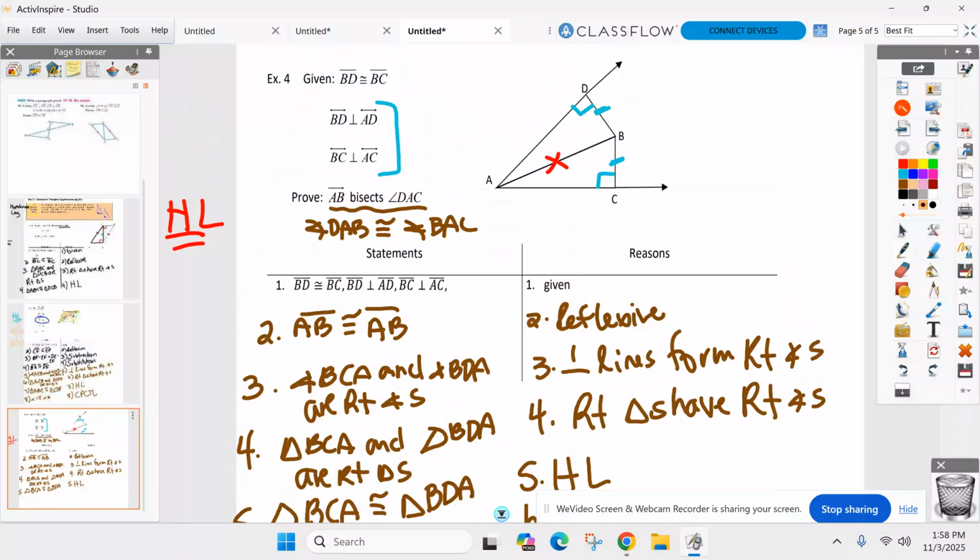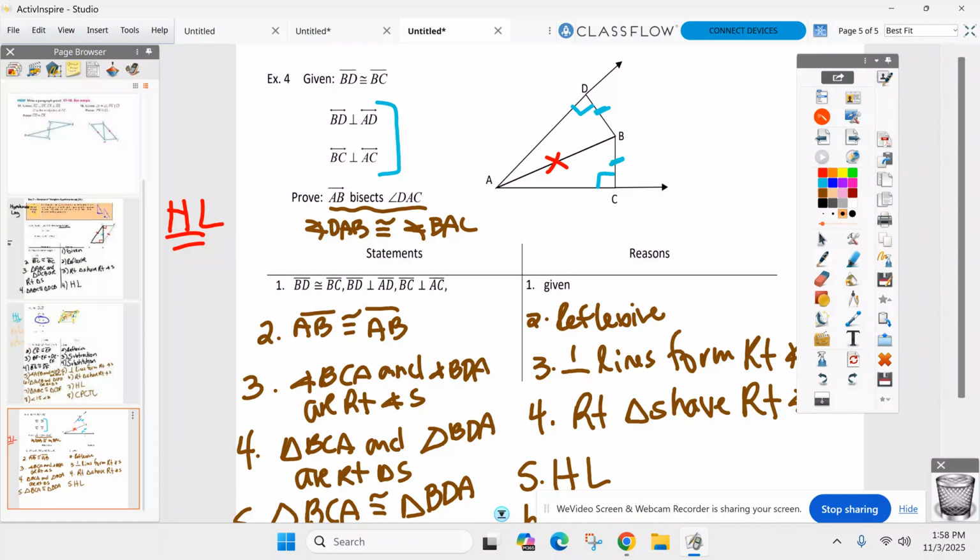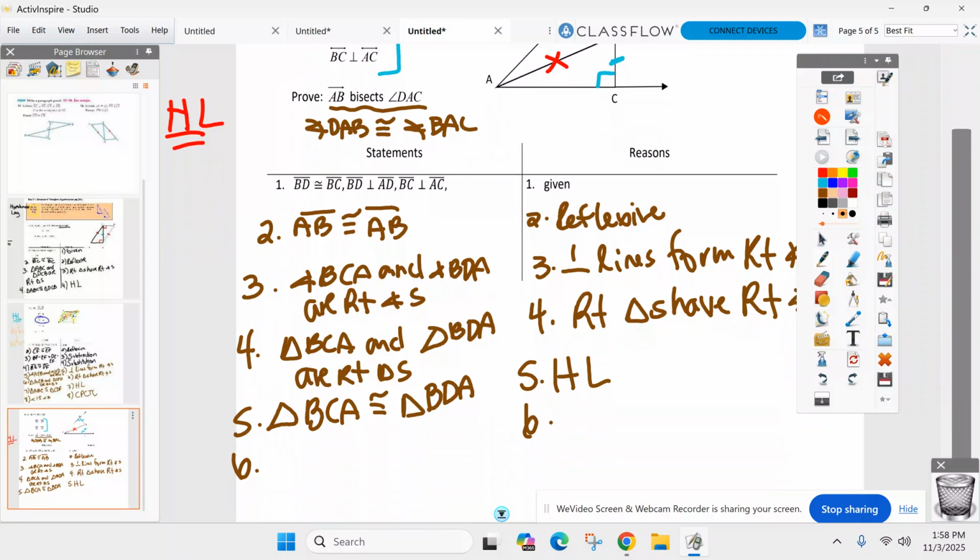So we show AB bisects DAC. Yeah, and why are those two going to be congruent now? We don't have a bisector. We're trying to prove it. We just proved the two triangles congruent. So why are those two angles in particular congruent? There we go. CPCTC. Angle DAB congruent to angle BAC, CPCTC.